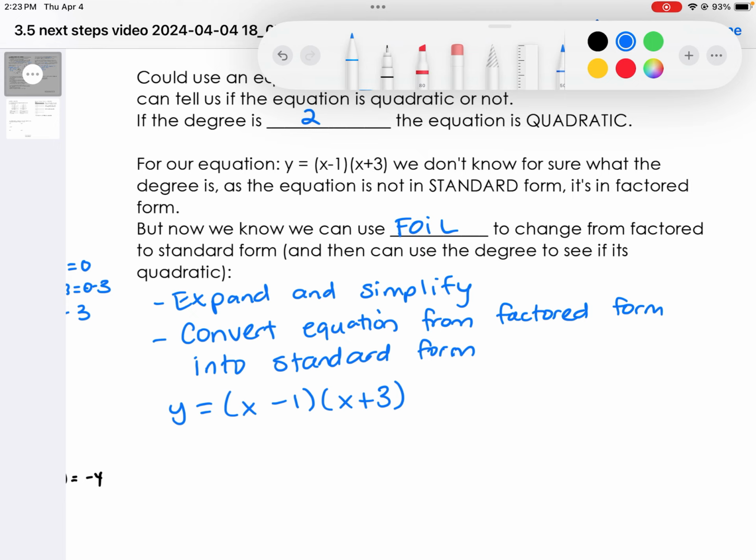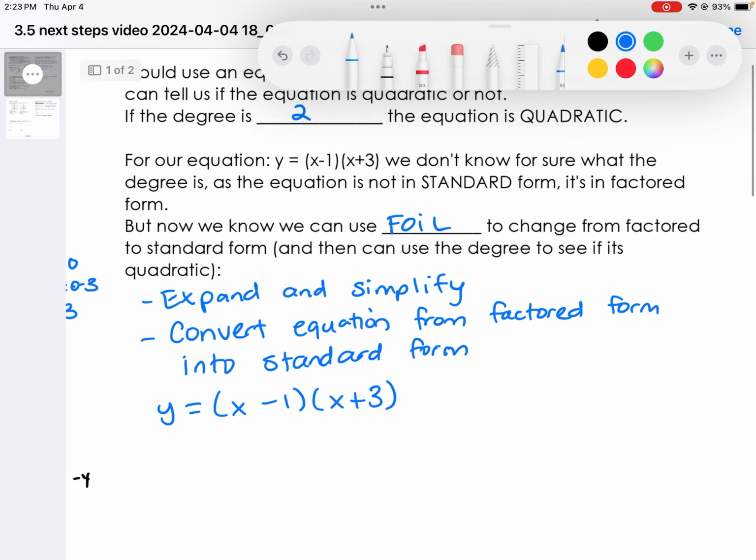So you want to make sure you do double distribution or FOIL, and you can draw the arrows or not. So you can leave the y equals. We want our x squared term first for standard form. So x times x is x squared. Then outside, x times positive 3 is positive 3x. Inside, negative 1 times x is negative 1x. And whether you put the 1 or you leave it out, again, that doesn't matter. I won't take marks off.